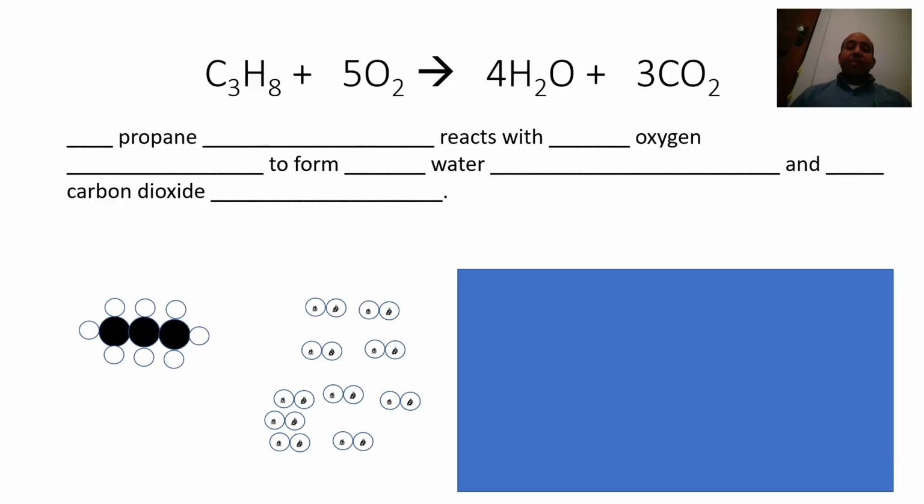And so in our last example, we have 1 propane compound, because the atoms are different from each other, which reacts with 5 oxygen molecules, because again, in oxygen, the atoms are all the same, to form 4 water compounds and 3 carbon dioxide compounds.